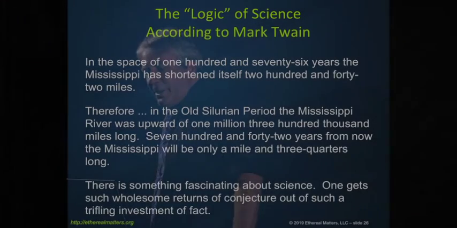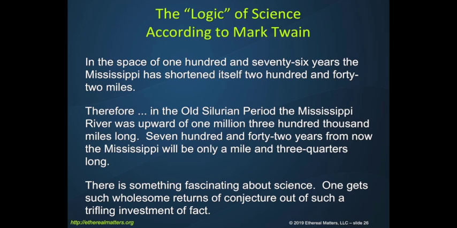So this type of science, I love this quote by Mark Twain: "In the space of 176 years, the Mississippi has shortened itself 242 miles. Therefore, in the old Silurian period, I'm not sure when that was, the Mississippi was upward of 1,300,000 miles long. 742 years from now, the Mississippi will only be 1 3/4 miles long. So there is something fascinating about science. One gets such wholesome returns of conjecture out of such a trifling investment of fact."